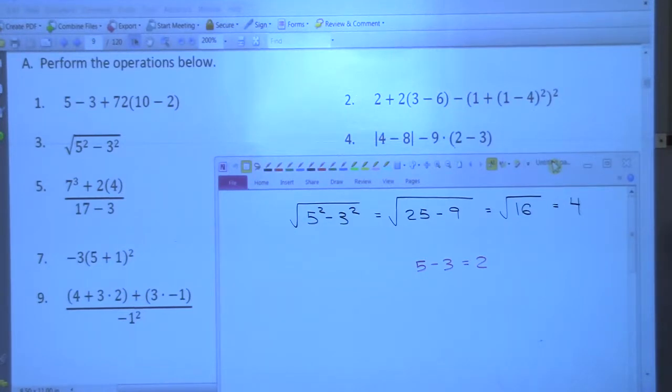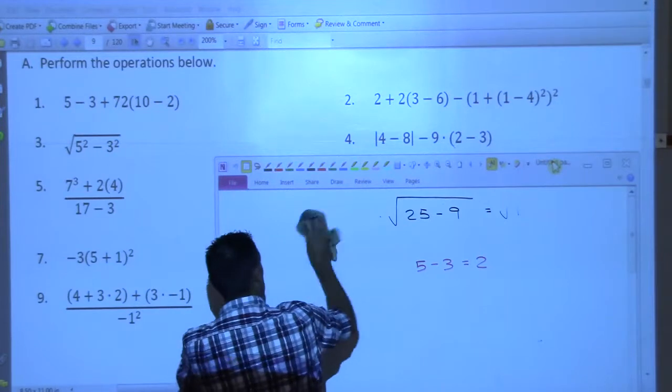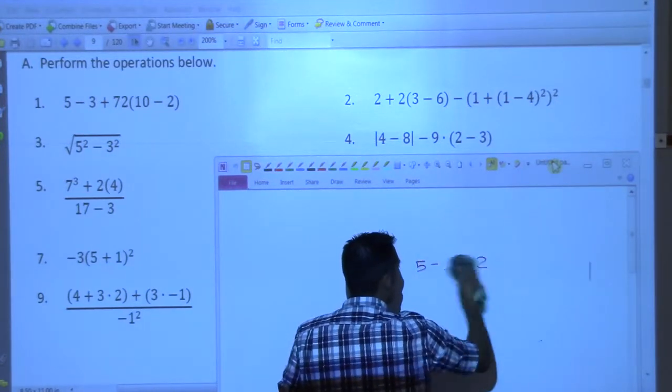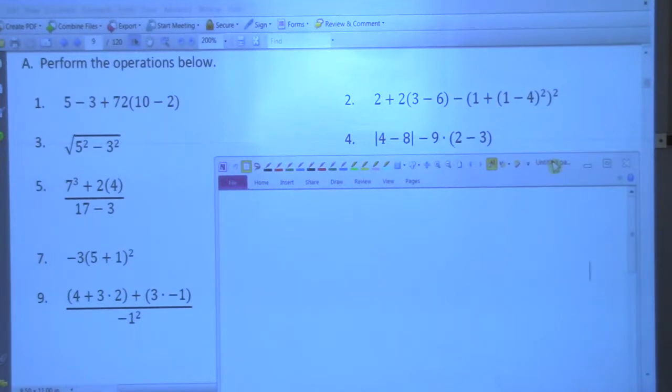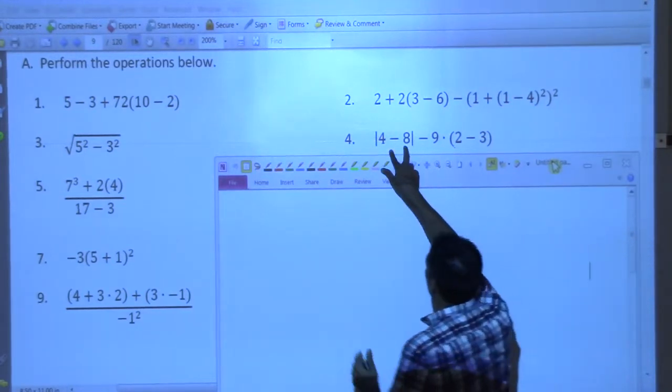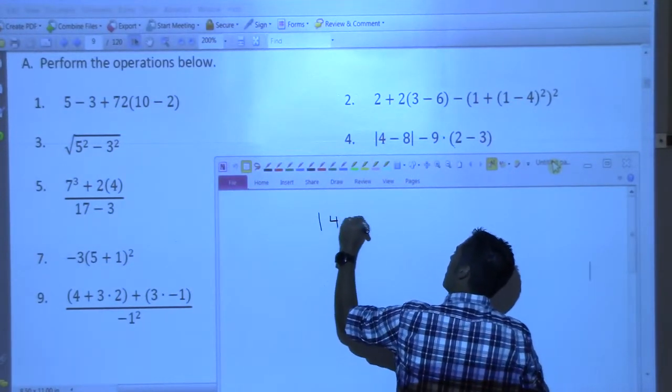All right, what about 4? What are those bars? What do these little bars mean? Absolute value. And all that really should mean to us is that it takes whatever's in there and it changes it to a positive number. No matter what's inside of it, it turns it into a positive. So when we do this right here, we have absolute value 4 minus 8.